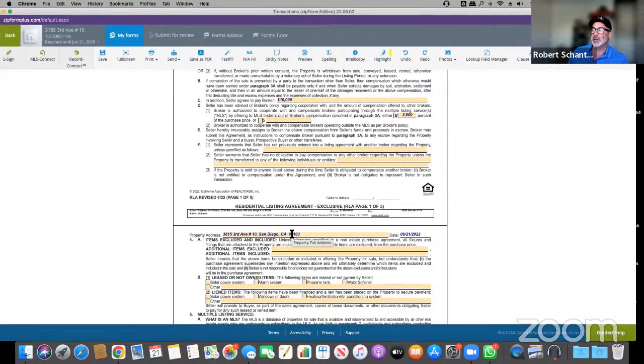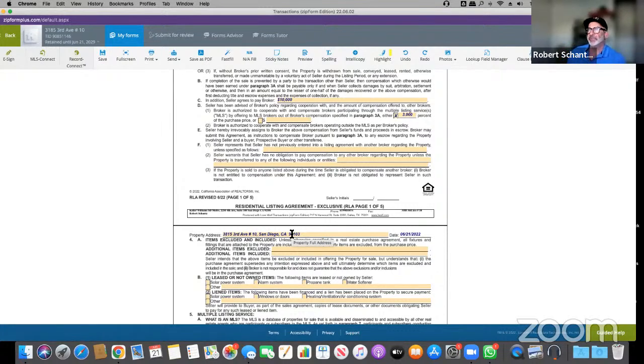Item 2 talks, does everybody understand that? Like, clear on that? Okay. And then item 2 talks about that the seller warrants that the seller has no obligation to pay us money if we're going to sell it to somebody that we're going to put on this list right now.